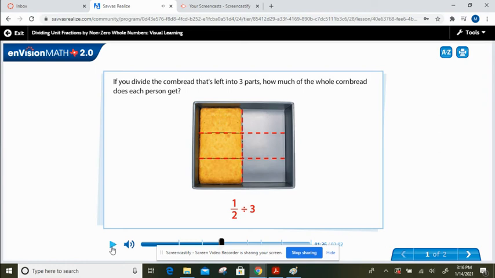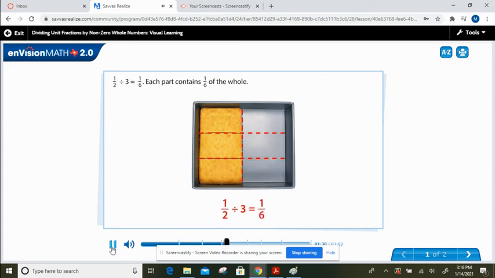So when they're asking that, they want to know what fraction of all the cornbread that we had to start with. So if we look at the whole pan, how many equal pieces is it broken into? Well, if you count, there's 2 on the top, 2 in the middle, 2 on the bottom. That's a total of 6. So if we've got 1/2 divided by 3, that's going to be 1/6. 1/2 divided by 3 equals 1/6.